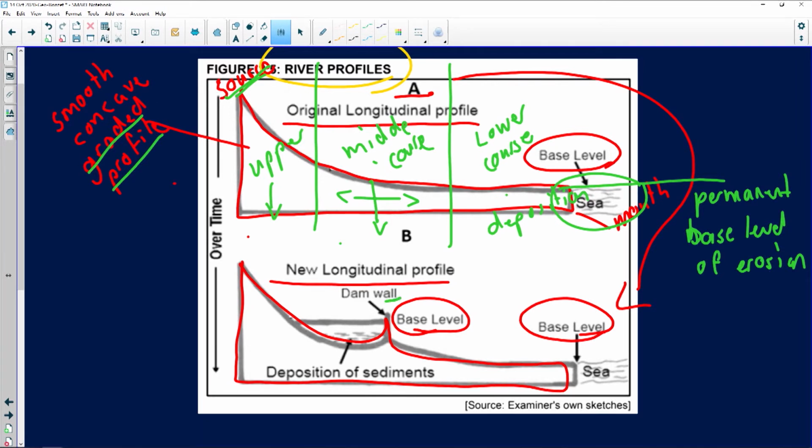We, as humans, created a dam wall. Now, this dam wall, also known as a nick point. So what we have done here, the humans, they basically built a dam over here. They created an uneven longitudinal profile. And when it's uneven, we say it's an ungraded profile.